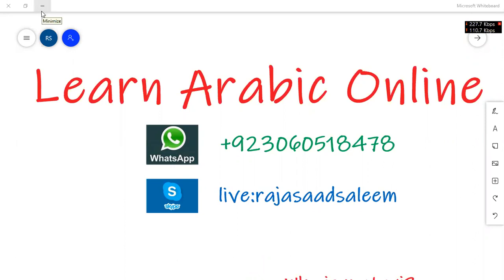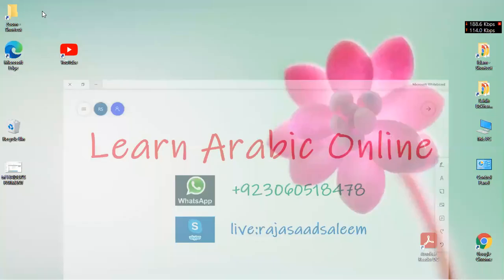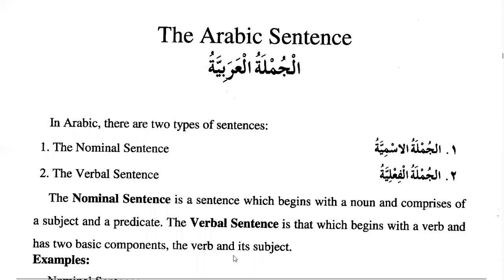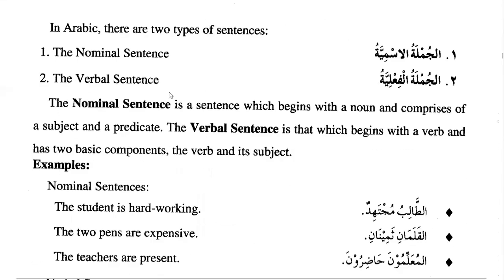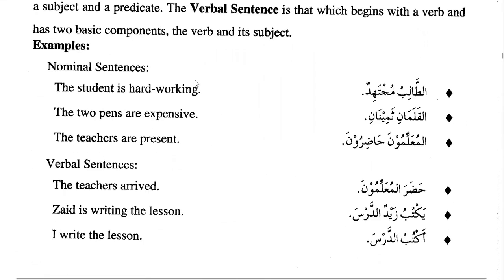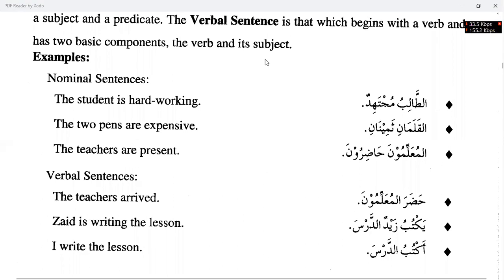Mubtada is the subject. Khabar is the predicate. You learn this here. So now we have the examples of both Jumla Ismiya and Jumla Failiya. So the next student is Mr. Ahmad.